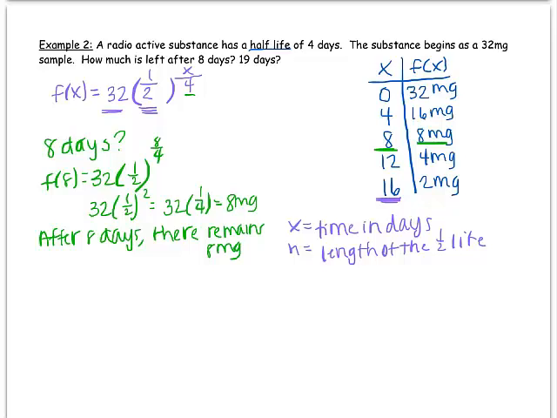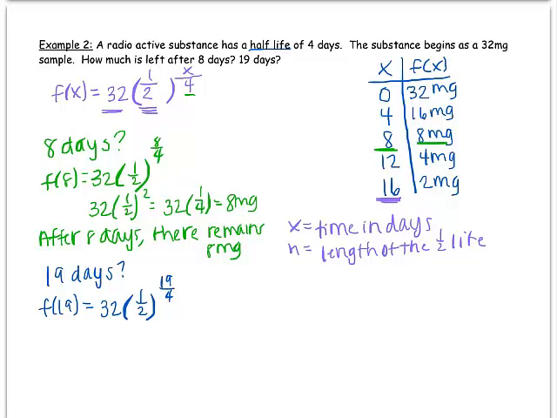You should already be noticing that 4 does not go into 19 evenly. Okay, so this is going to be an interesting answer. So we have 19 days is what we're asking about. So we're going to do f of 19 equals 32 times 1/2 to the 19 over 4. Now you have out your calculator, so I would do this math in your calculator.